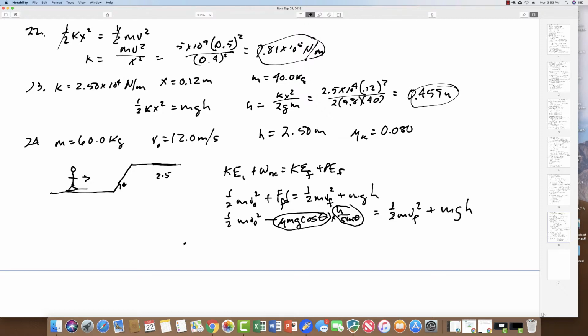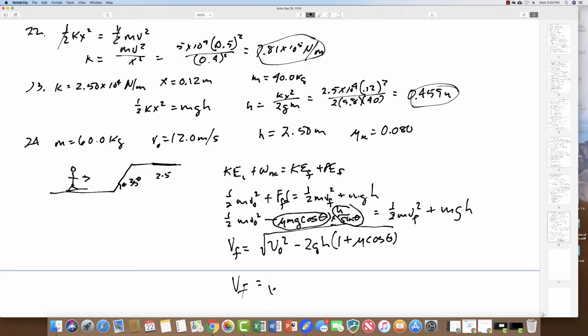So if we do a bunch of rearranging of all this mess, we end up with Vf is equal to the square root of V0 squared minus 2gh times 1 plus mu times the cosine of theta. And theta here is 35 degrees. I need to write that in.